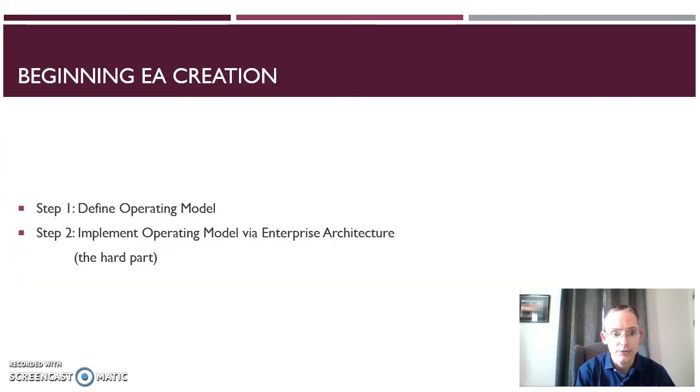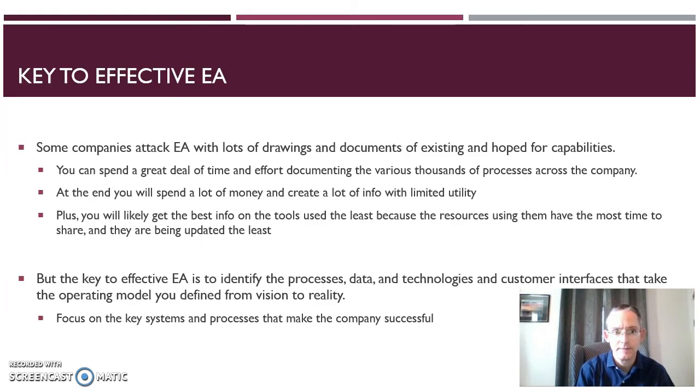Beginning an EA creation really starts with understanding the operating model for your business. And there are four main models that we're going to talk about here. And then once you understand the model, you implement the model via your enterprise architecture, the hard part.